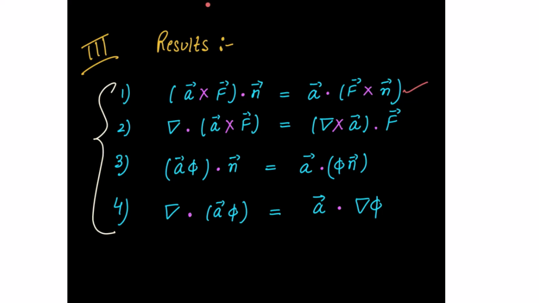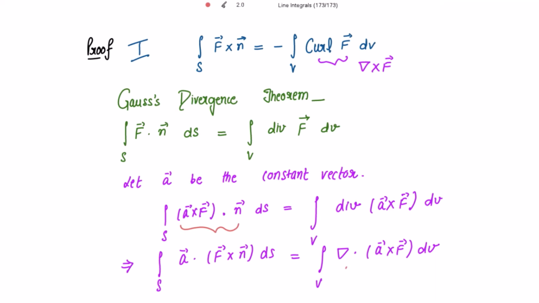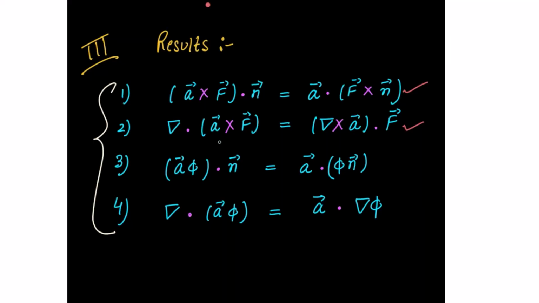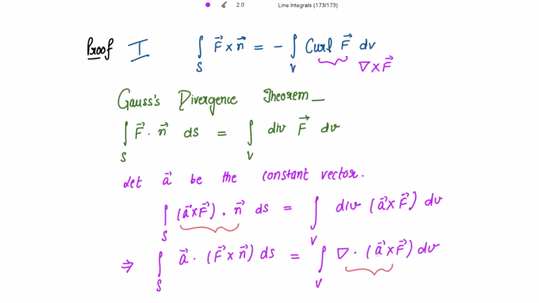Okay, now using the second result over here, that is, the divergence of the cross product of two vectors is equal to the curl of the first vector dotted with the second vector. So we will get curl of A vector dot product with F vector. Let me write the left hand side again. The surface integral of A vector dot product with the cross product of these two vectors ds is equal to, applying the result, the curl of the first vector dotted with the second vector dv.